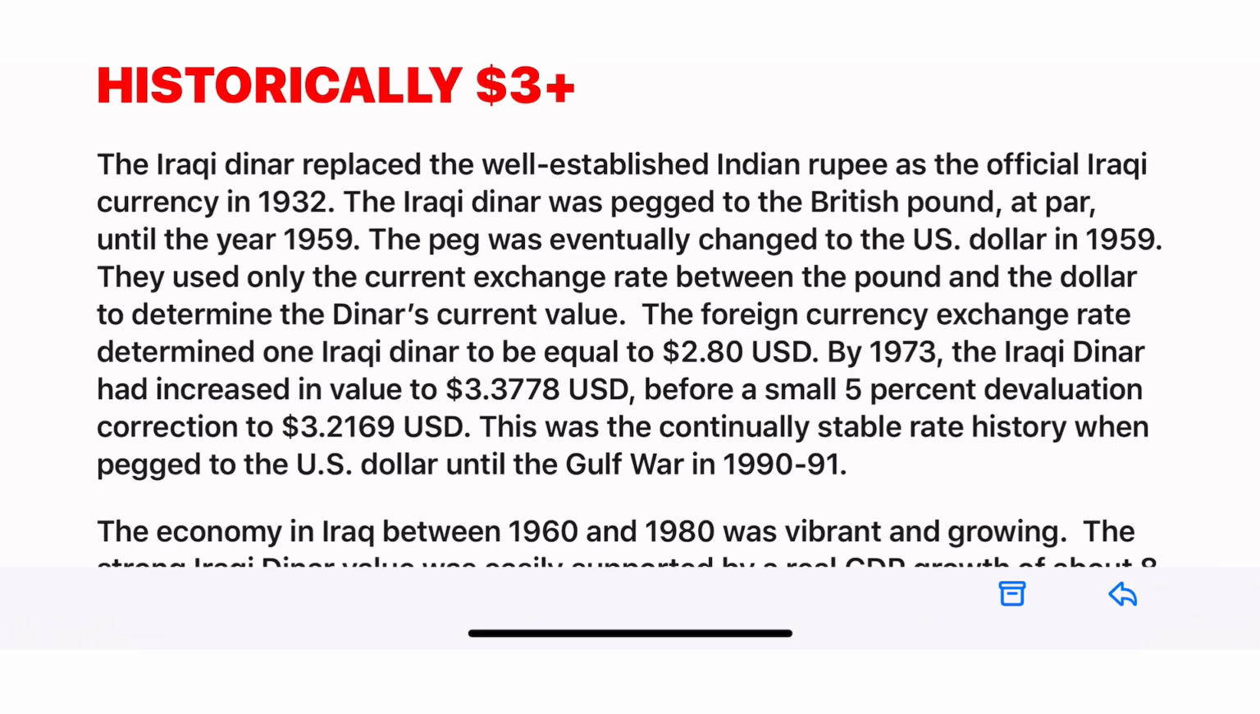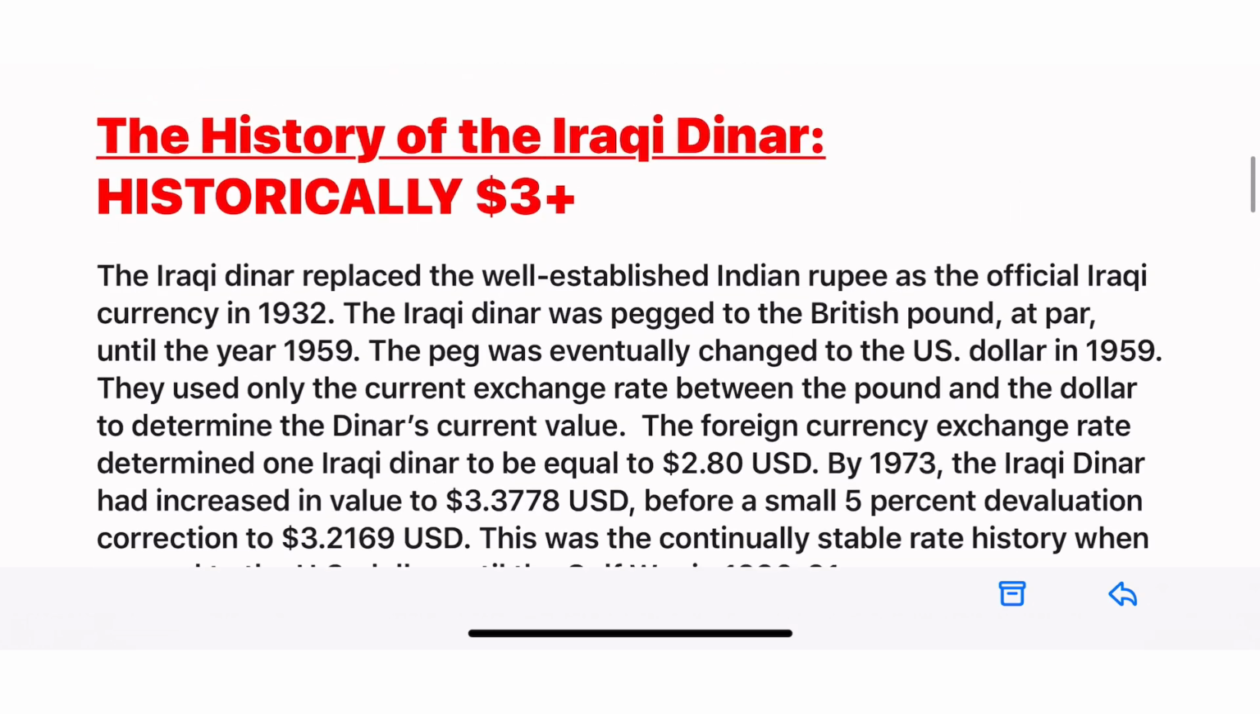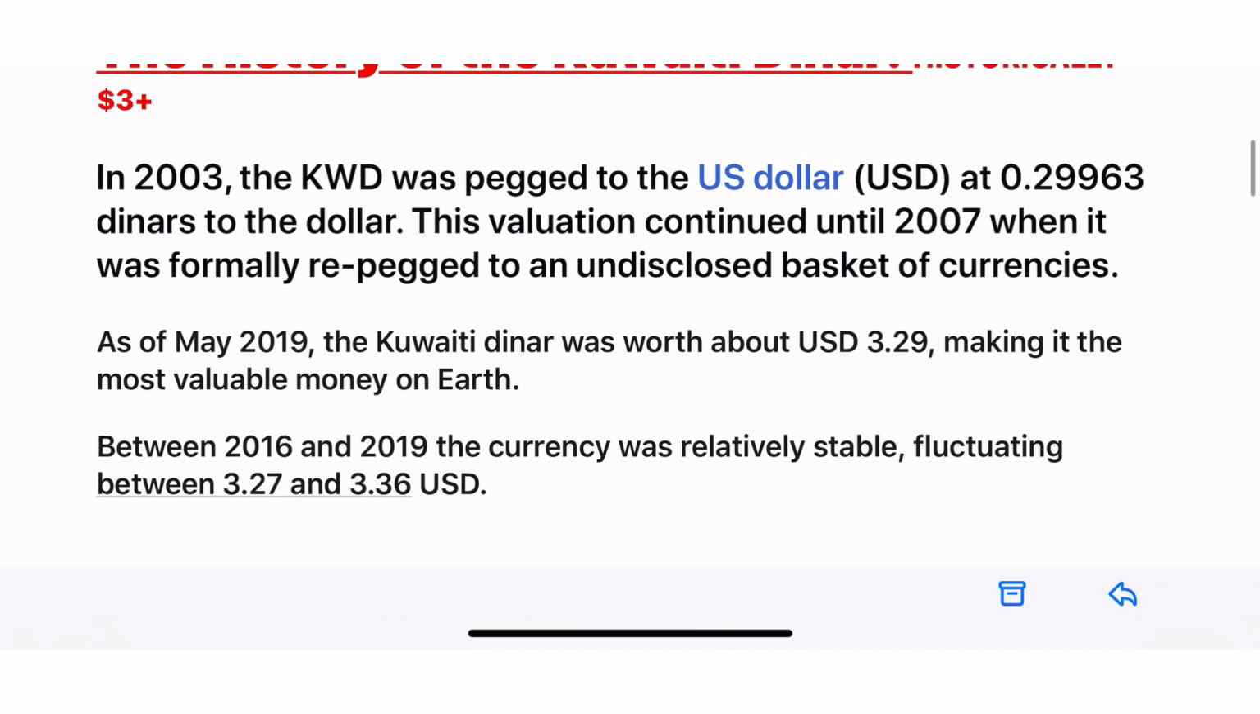So what I'm showing you guys is actually Iraq is worth significantly more money than Kuwait is. Iraq is the wealthiest country in the world. But if we scroll back up, it actually says that as of May of 2019, the Kuwait dinar was worth about 329, making it the most valuable money on earth. So back then, Kuwait's currency was the highest valued currency in the world. But as you just saw, back in 1973, Iraq was already around 337.